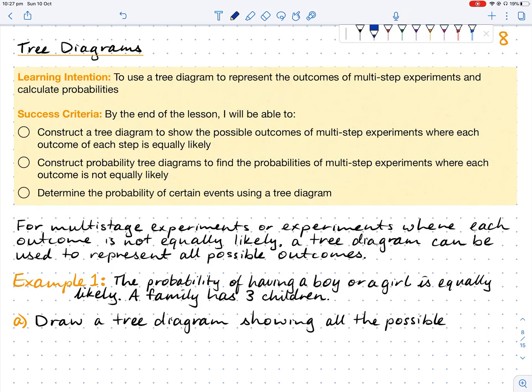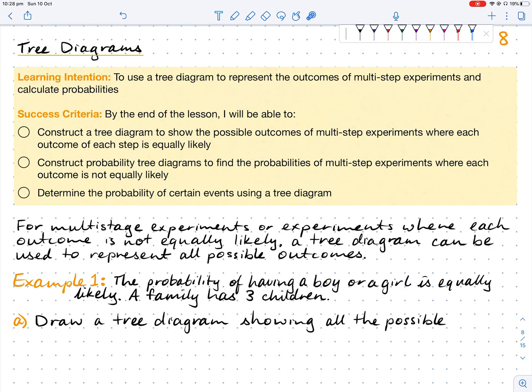In this lesson, we're going to be looking at using tree diagrams in order to represent probability. And when we're using tree diagrams, this is predominantly for multi-step experiments. So we can use a tree diagram for a two-step experiment. So it is interchangeable with tables, but it's also the method that we use for when we've got more than two steps. So our learning intention today is to use a tree diagram to represent outcomes of multi-step experiments and also to calculate their probabilities.